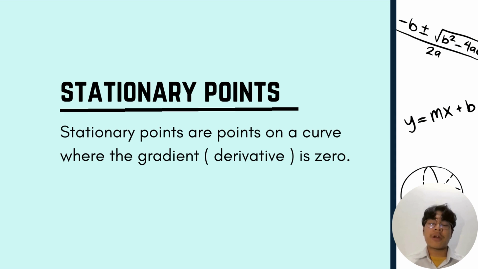Okay, so I'm going to talk about stationary points. Stationary points are points on a curve where the gradient, the derivative, is zero. These points are pivotal because they mark significant changes in the behavior of the function. At stationary points, the curve may exhibit various characteristics, including maximum or minimum values, or points of inflection where the curve changes concavity. We will see the example in the next slide.